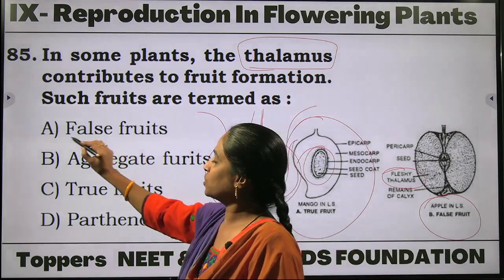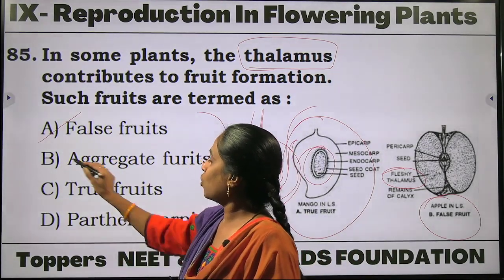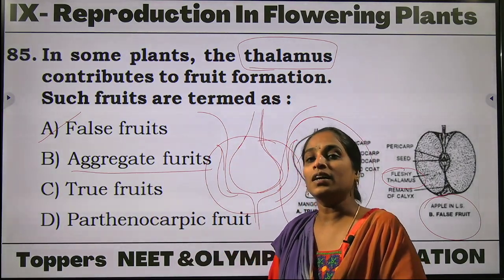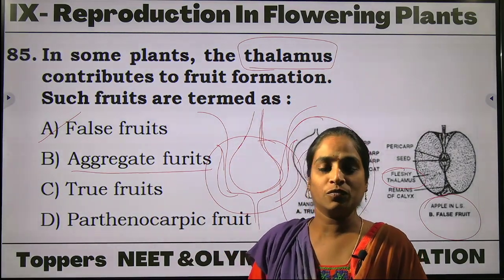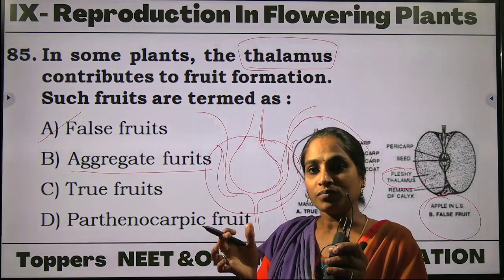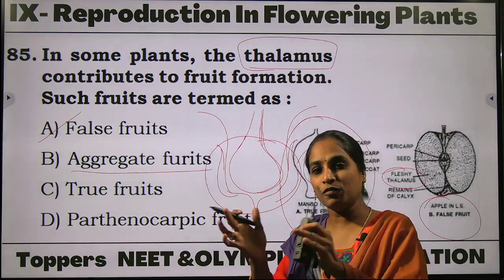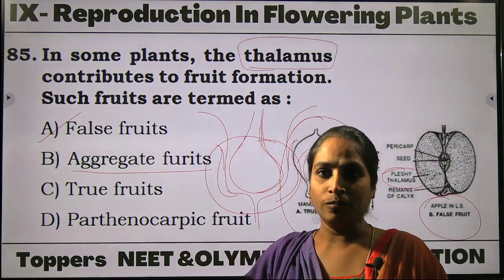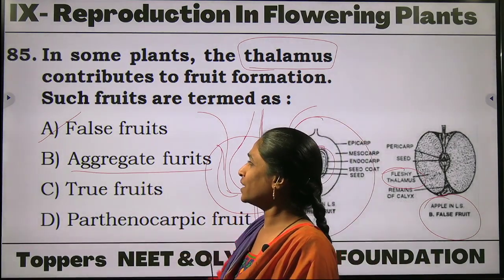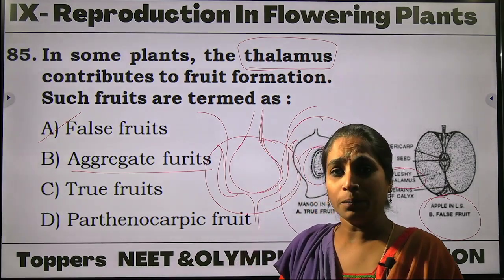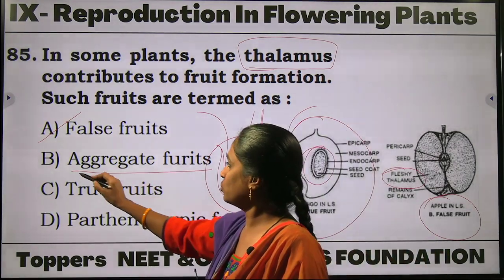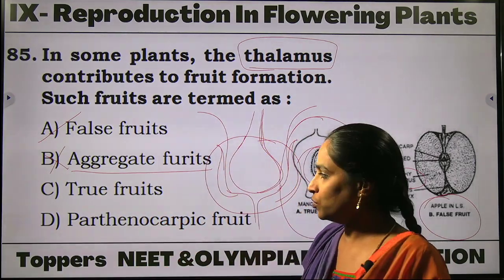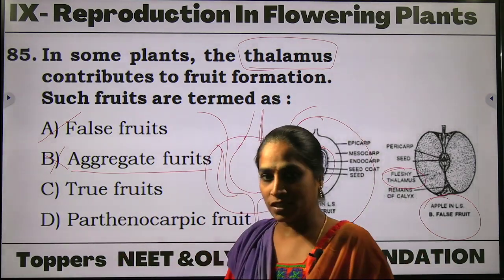Okay, so option A will be the correct one, and option B, what are aggregate fruits? An aggregate fruit is a type of fruit which develops from multiple carpels. In some fruits we can observe a bunch of fruits, for example grapes we can take. In that condition we can observe multiple carpels developing as fruits. So those are called aggregate fruits, not false fruits. And here the true fruits, as I just told you now.